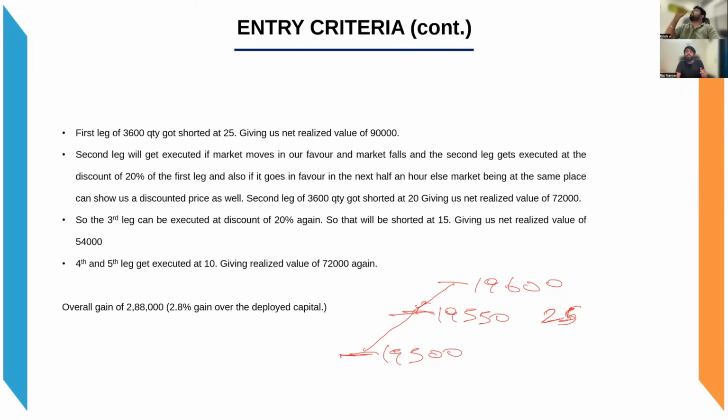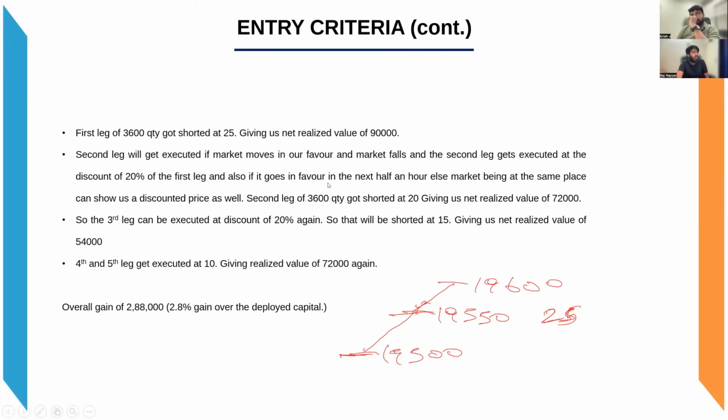That's how it is. If the market moves in our favor and the option price comes to 20, we will add our second leg. It would give us a value of 72,000. 90,000 was there in the first leg, 72,000 in the second leg. Again, when the market moves in our favor in lesser time, the third leg can be executed at a little more discount, at 15 rupees. That will give us a realized value of 54,000, and the fourth and fifth legs can be executed at a later point of time.